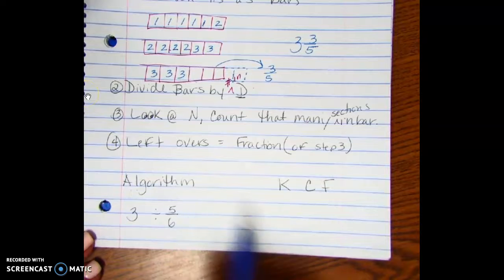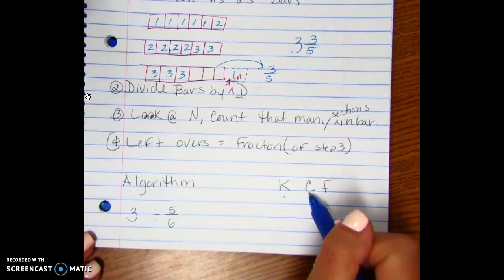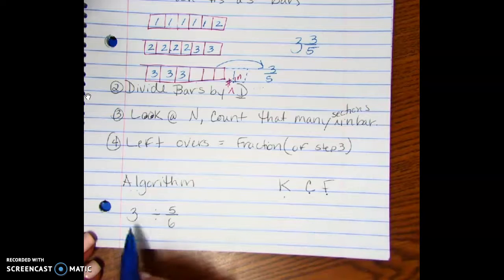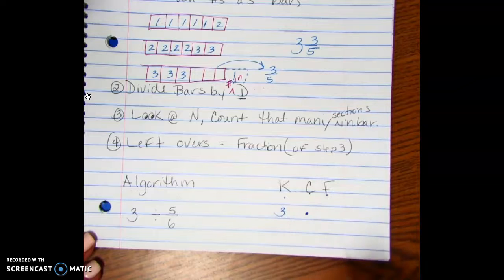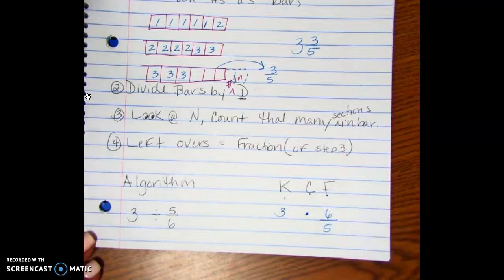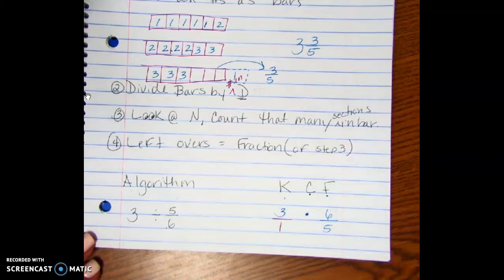The algorithm is we keep the first number, we change the operation to the inverse, which is from division to multiplication, and then we flip the second number, which will be the reciprocal. So I'm going to keep 3, I'm going to change to multiplication, and I'm going to flip my numerator and denominator to the reciprocal. And please always remember that every whole number is over 1.